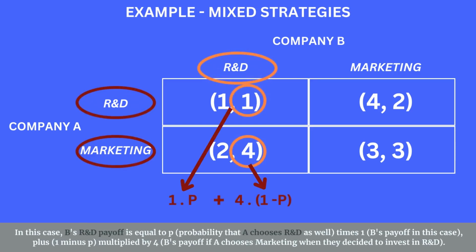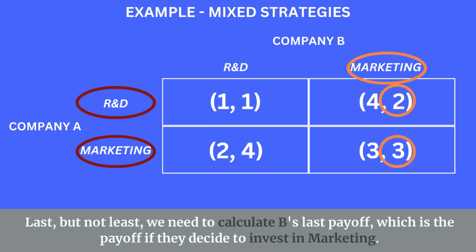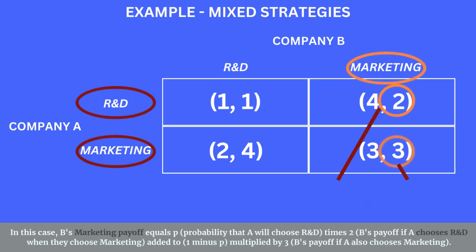In this case, B's R&D payoff is equal to P, probability that A chooses R&D as well, times 1, B's payoff in this case, plus 1 minus P, multiplied by 4, B's payoff if A chooses marketing when they decided to invest in R&D. Last, but not least, we need to calculate B's last payoff, which is the payoff if they decide to invest in marketing. In this case, B's marketing payoff equals P, probability that A will choose R&D, times 2, B's payoff if A chooses R&D when they choose marketing, added to 1 minus P, multiplied by 3, B's payoff if A also chooses marketing.